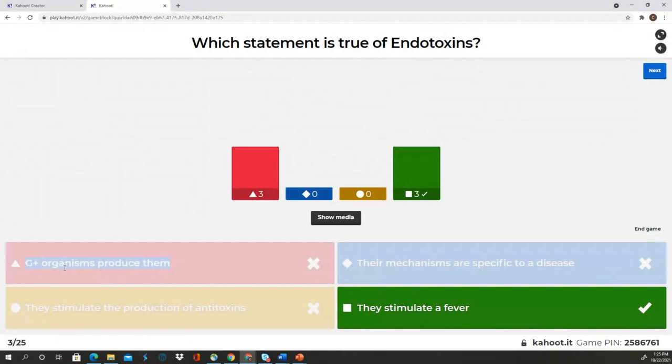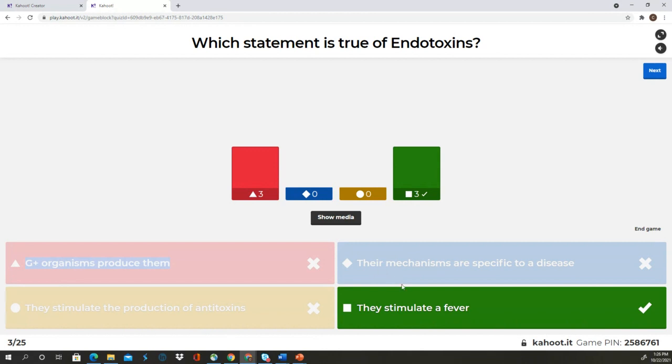Okay, you can't say always in any science class because there are always exceptions to the rule. So the best answer is that they stimulate a fever. And remember, exotoxins cannot stimulate a fever because they're proteins, and proteins would denature. So essentially, exotoxins and endotoxins are opposite of each other. One's going to stimulate a fever, the other cannot. One is made primarily by gram-positives, one is made primarily by gram-negatives.